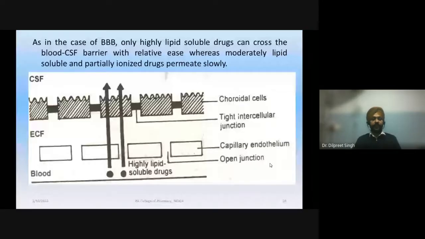It imparts greater permeability. However, the choroidal cells are joined to each other by tight junctions, forming the blood CSF barrier, which has permeability characteristics similar to those of the blood-brain barrier. So it limits the permeability of compounds of different molecular weights. As in the case of the blood-brain barrier, only highly lipid-soluble drugs can cross the blood CSF barrier with relative ease, whereas moderately lipid-soluble and partially ionized drugs permeate slowly.